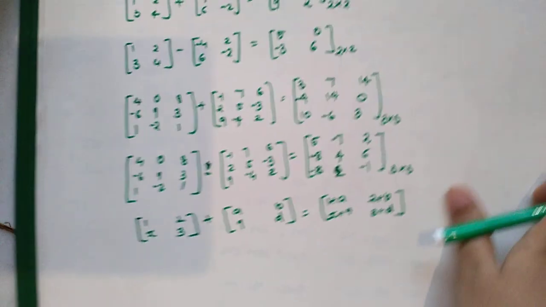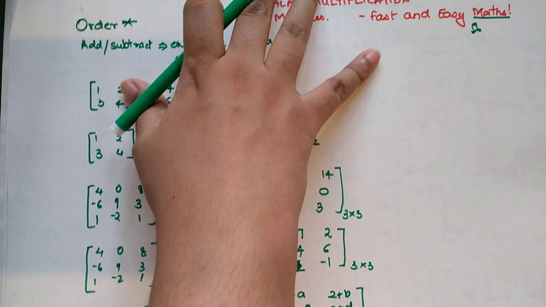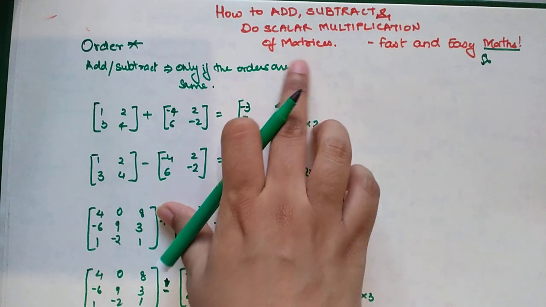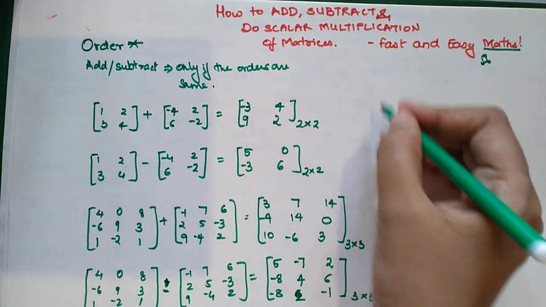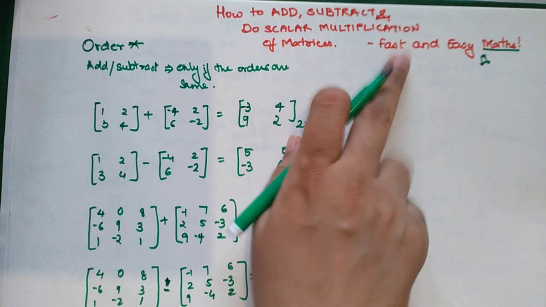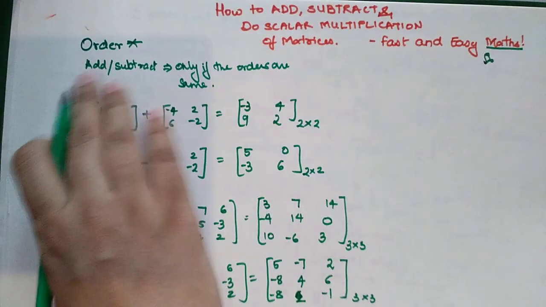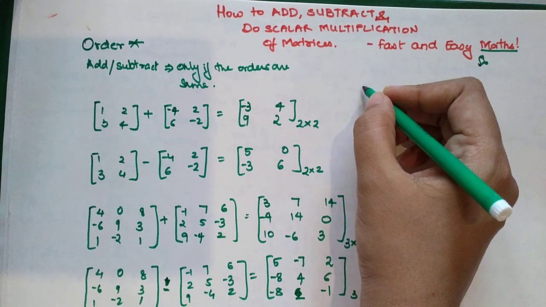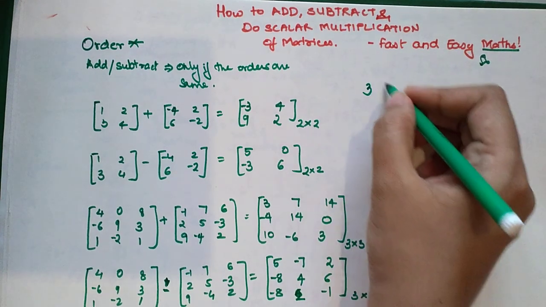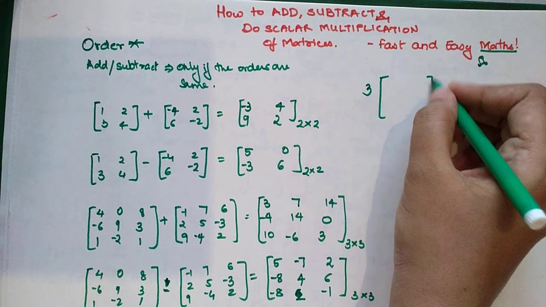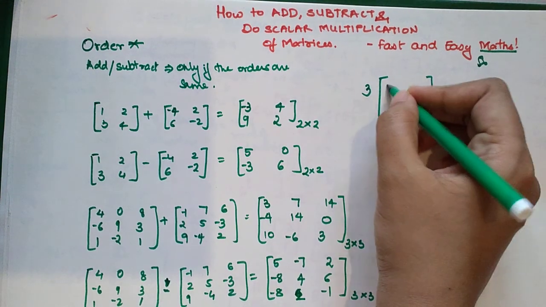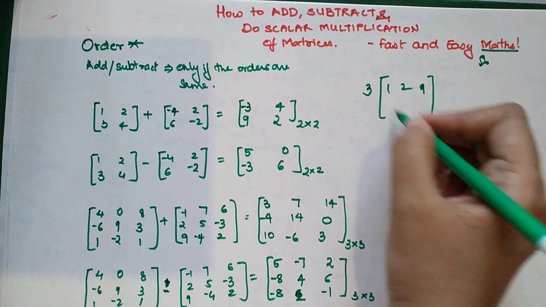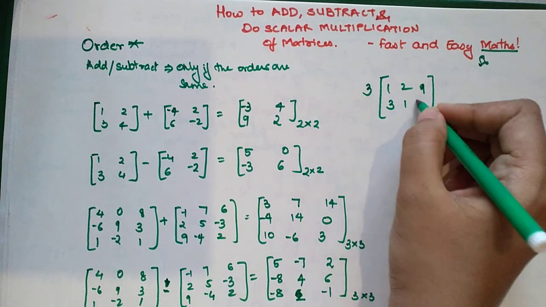Now coming to the next point that we were going to understand today, that was scalar multiplication. Scalar multiplication is the only multiplication where you don't need to bother too much about the orders. Why? I'll tell you. Let's say in scalar multiplication, you need to multiply 3 with a matrix. Let's say that is 1, 2, 9, and another row is 3, 1, 5.